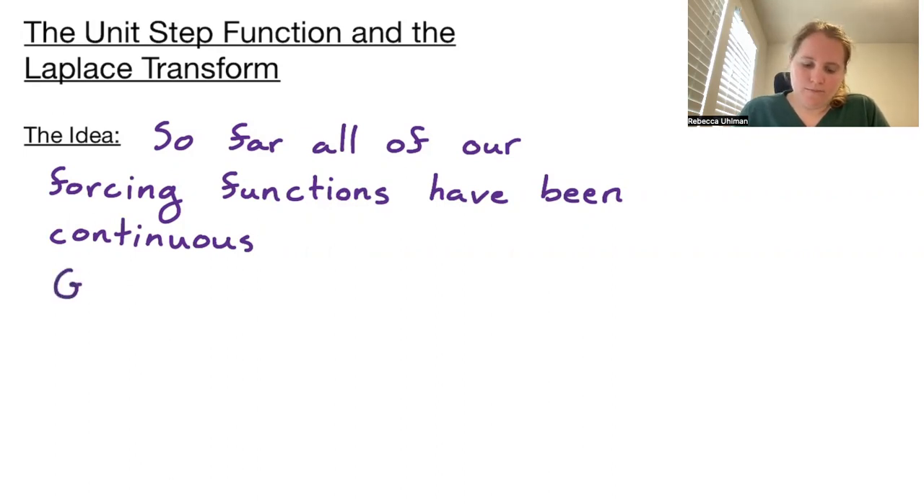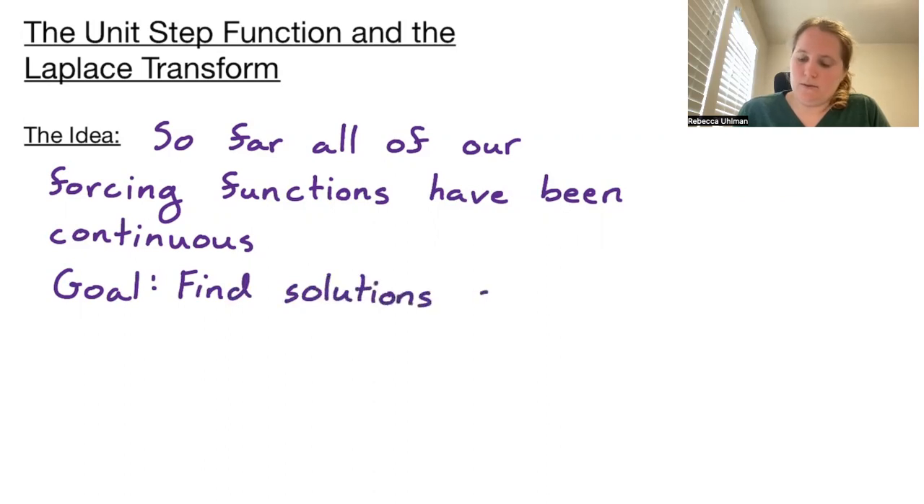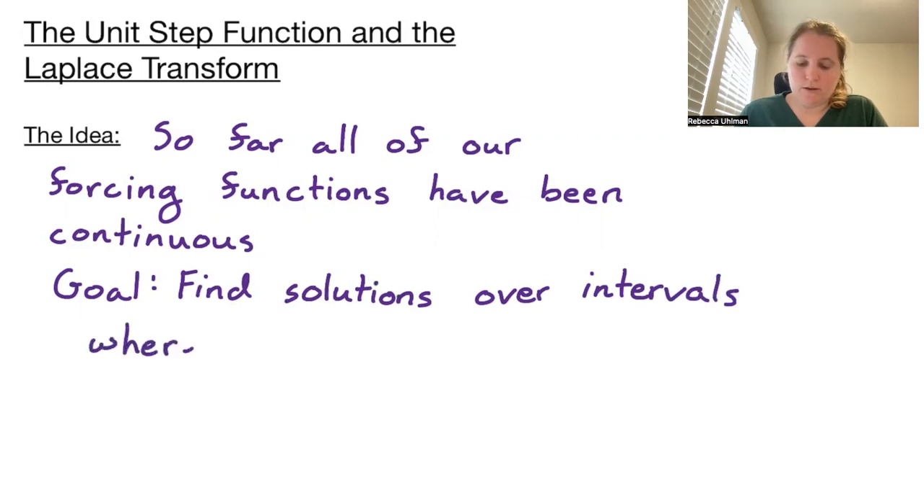So our goal is to find solutions over intervals where the forcing function has discontinuities.